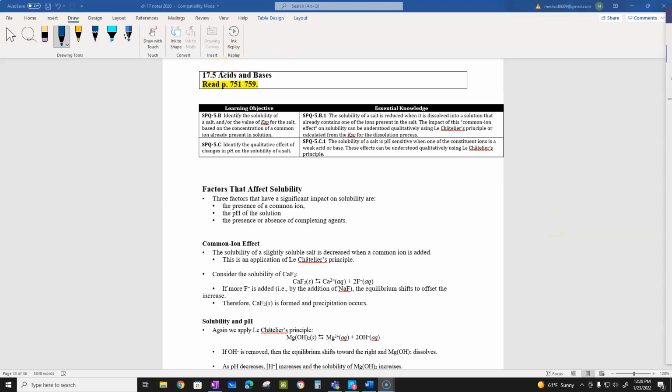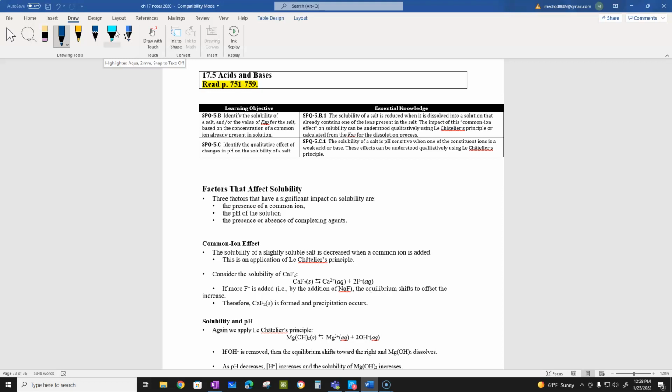17.5 AP, this is when, how can we affect a solid to maybe dissolve faster or more? So this is what's called factors that affect solubility. We got some learning targets here. Identify the solubility of a salt and the value of KSP for the salt based on the concentration of the common ion already present in solution.